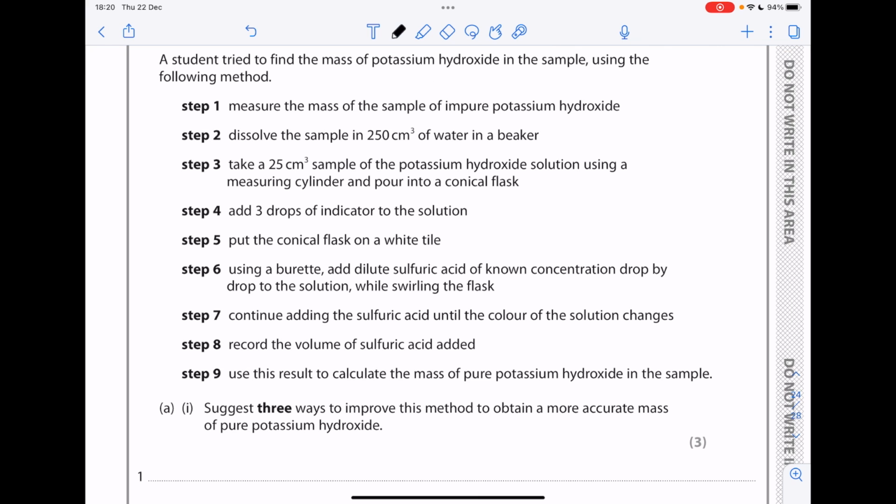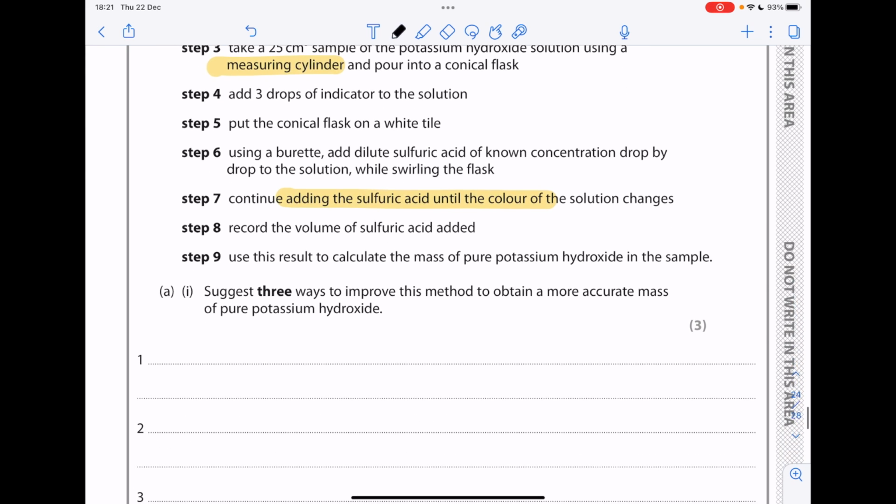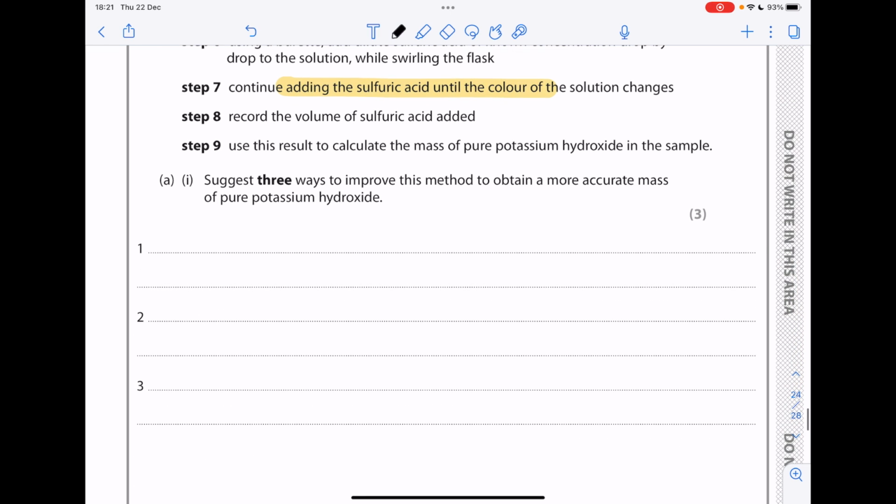Yeah, we don't like using the measuring cylinder. Why not use a pipette? Down here, we want to be adding the sulfuric acid dropwise towards the end. And let's just point out that they should have carried out a rough titration beforehand to get a good idea of what volume they'd need.